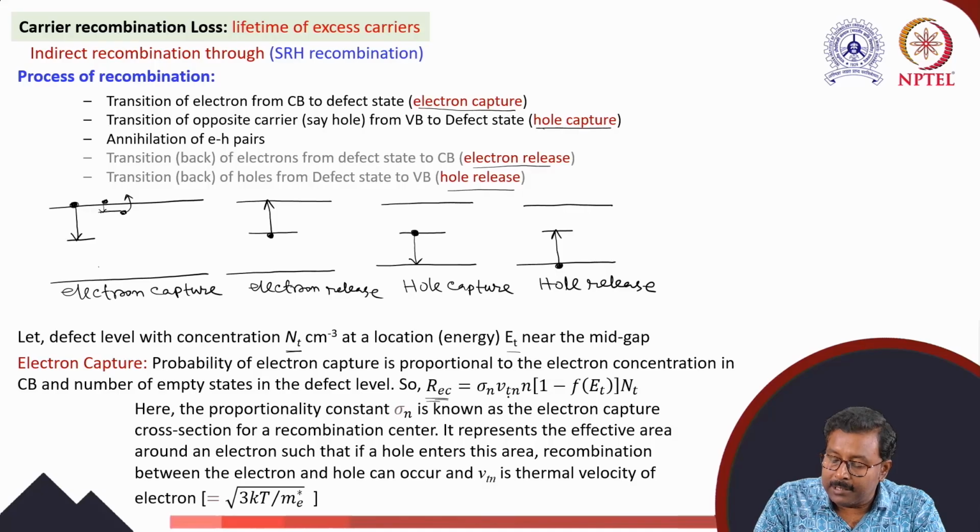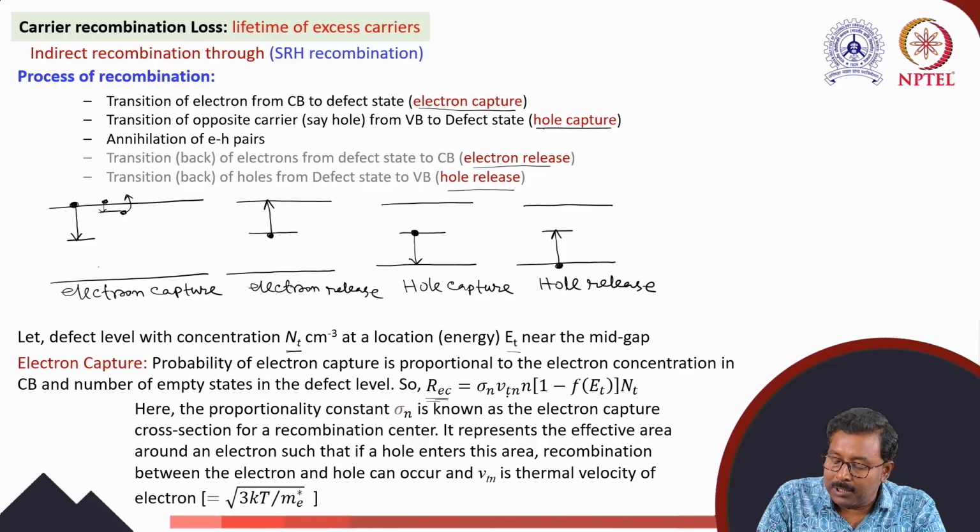And Vtn is the thermal velocity, Nt is the defect state density. If you take the multiplication of sigma n, Vtn and Nt, you see sigma n is an area, and Vtn is in centimeter per second or meter per second. So area times centimeter per second is a volume per second, and Nt is per volume, so the volume cancels out. Ultimately, this is per second. So the electron capture rate can be written in this way.